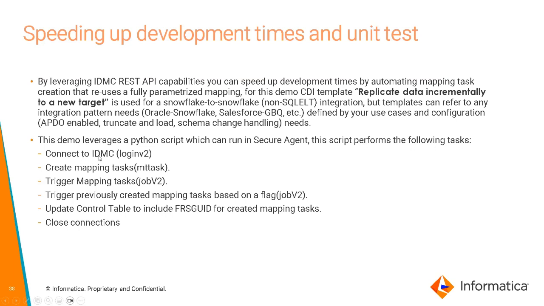Firstly, it's going to connect to the IDMC org, leveraging the login v2 API. Then based on the retrieval of this login v2, it is going to create mapping tasks given the parameters from the Snowflake control table. It's going to leverage the job v2 API to trigger the mapping tasks, and it's going to trigger previously created mapping tasks based on a flag that we're going to establish. It's going to update the control table to include the FRS UID for created mapping tasks. And lastly, it's going to close connections.